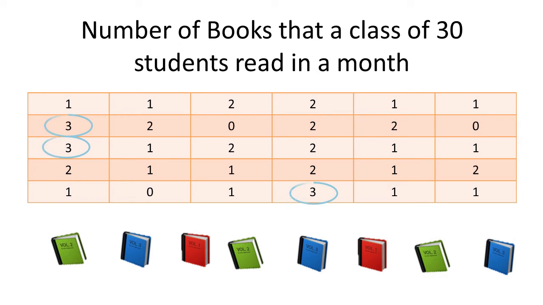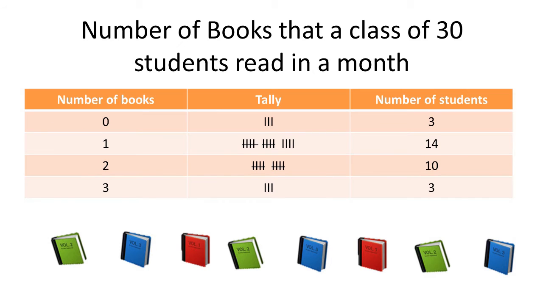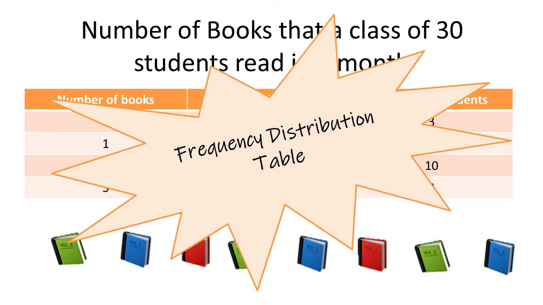After going through the table and marking tallies for all numbers involved, a table is constructed. The number of tallies recorded for each value is called the frequency of that value. The table containing this information is called the frequency distribution table, or simply frequency table.